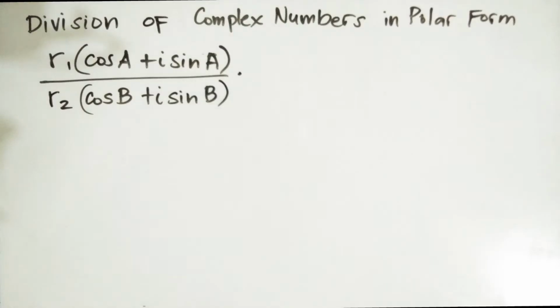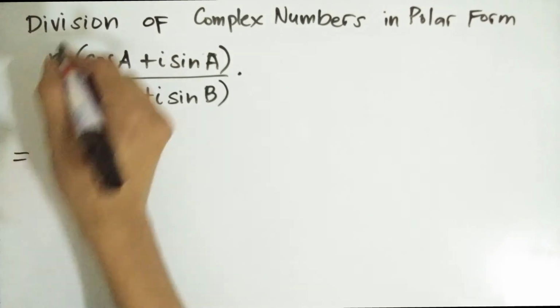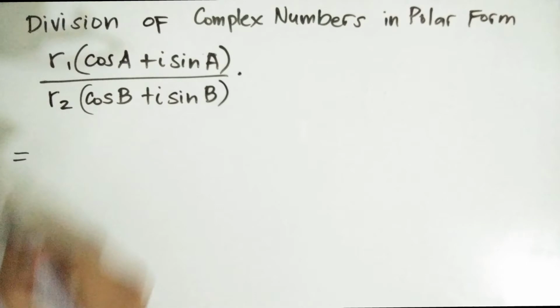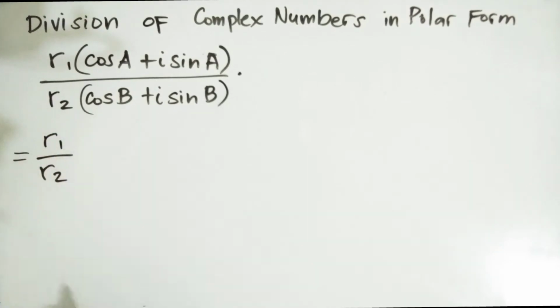Now let's derive the formula for the division of complex numbers in polar form. We have here two numbers, the first one in the numerator and the other one in the denominator. So for the first step, we isolate the modulus of both numbers. That would be r sub 1 over r sub 2. If you isolate that or factor that out, you will be having your trigonometric functions.